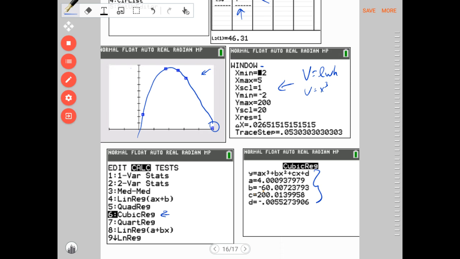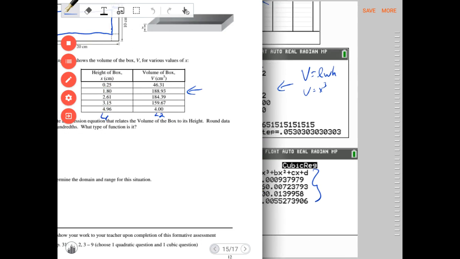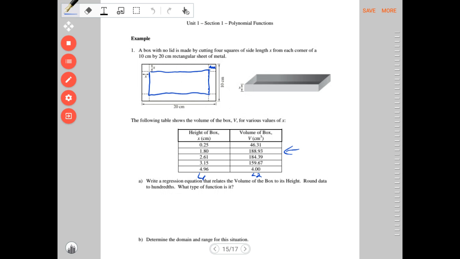So it's ax cubed plus bx squared plus cx plus d, and it says round to the nearest hundredth again. Okay, so we round to the nearest hundredth, and we end up with y equals ax cubed plus bx squared plus cx plus d. So that was 4.00x cubed minus 60.01x squared plus 200.01x minus 0.01. Awesome. Okay, so there is our equation.